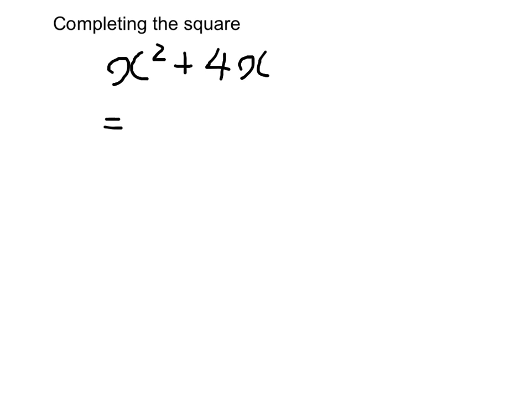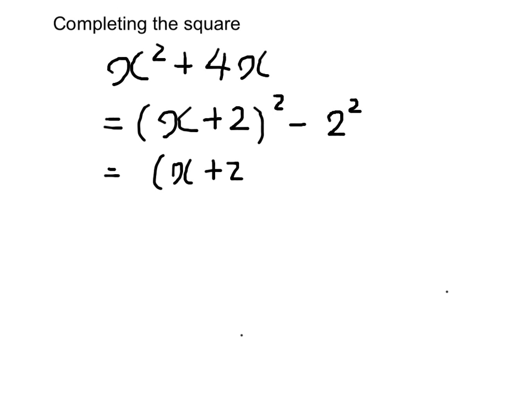All you have to do is write a pair of brackets, put a square sign on the other side, and put x, and then you're going to look at this number. It's plus 4, so all you have to do is half of plus 4, plus 2, and subtract the square of that number which you just wrote. So the square of 2 is subtracted. If you tidy up, you get x plus 2 squared minus 4.